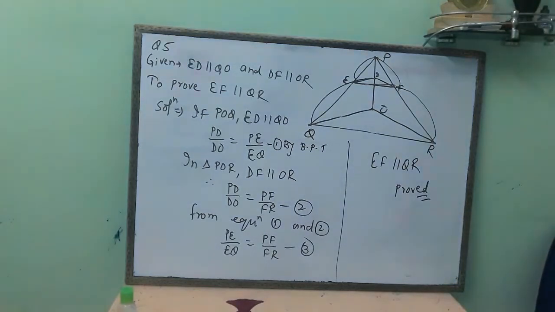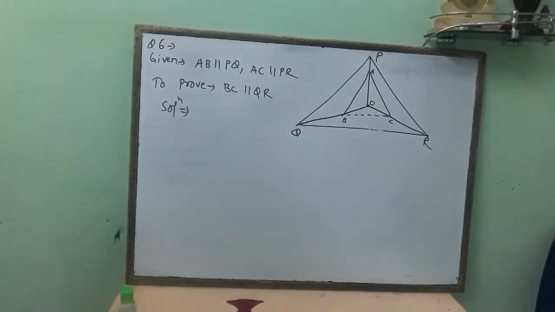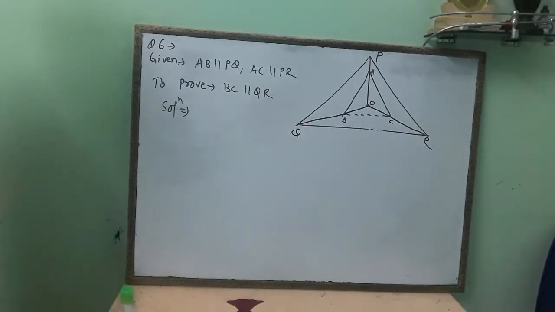This is question number 5. See, this is question number 6 of this exercise. O is any interior point of triangle PQR, and AB is parallel to PQ, AC is parallel to PR. We have to prove that BC is parallel to QR.